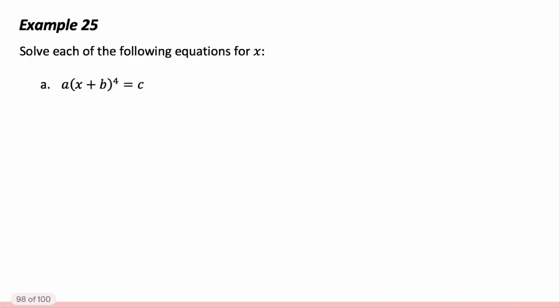Okay, next one here. It says solve each of the following equations for x. So we have a times (x plus b) to the power of 4 is equal to c. Now, what I'm going to do is rearrange the equation. In this case, you really can't do much more for factorizing. I can see inside is a linear factor, which is what we want x to be, and there's really not much more I can do. So all I can do here is rearrange. There's no factorizing that's required. It's already fully factorized.